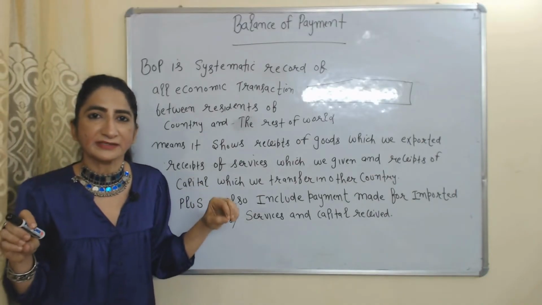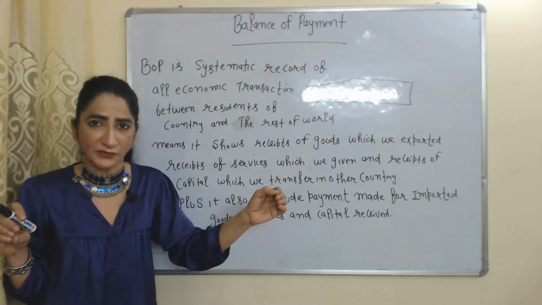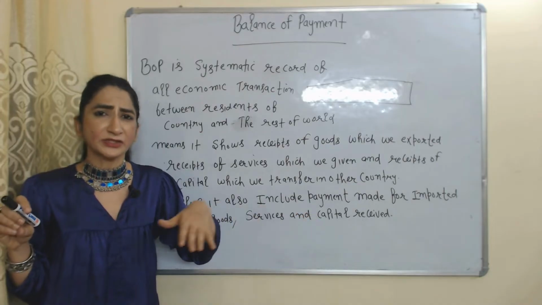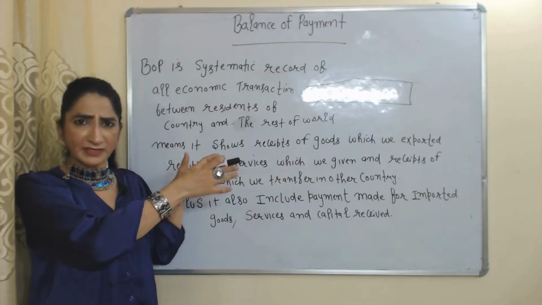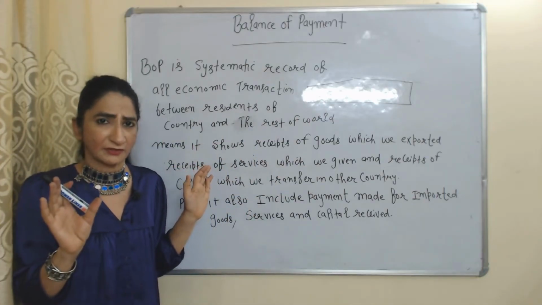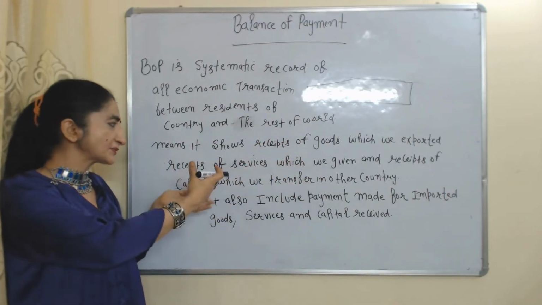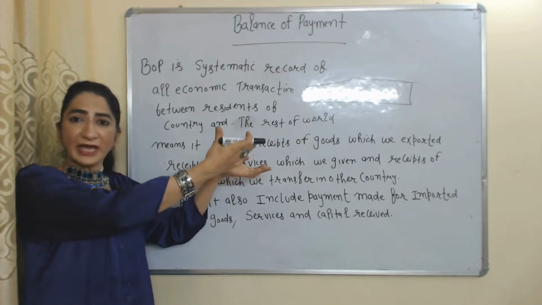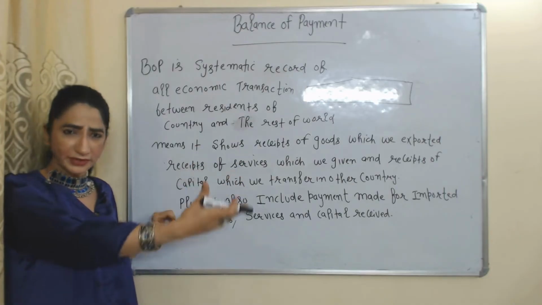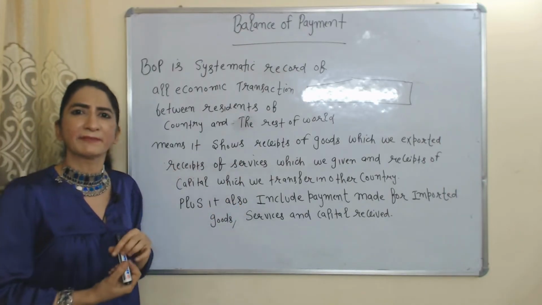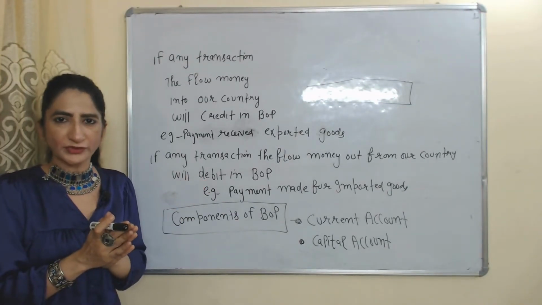Balance of payment is a systematic record of all economic transactions between residents of a country and the rest of the world. As we know, we do so many economic transactions with other countries, and balance of payment simply keeps a record of all these transactions. For example, balance of payment includes receipts of goods which we exported, receipts of services which we have given, and receipts of capital which we transfer to another country. Plus it also includes payments made for imported goods, payments made for services, and capital received. So balance of payment keeps a record of economic transactions.